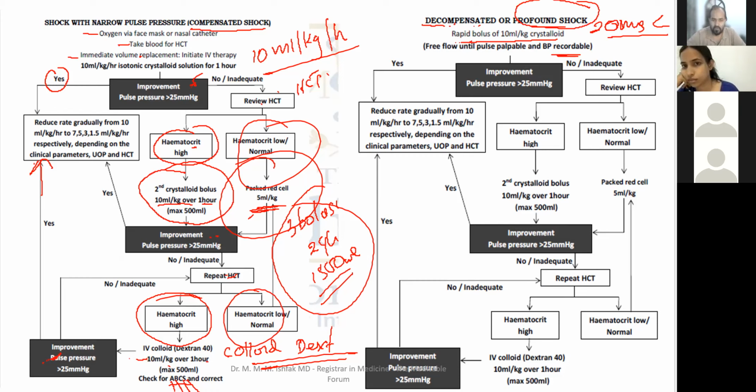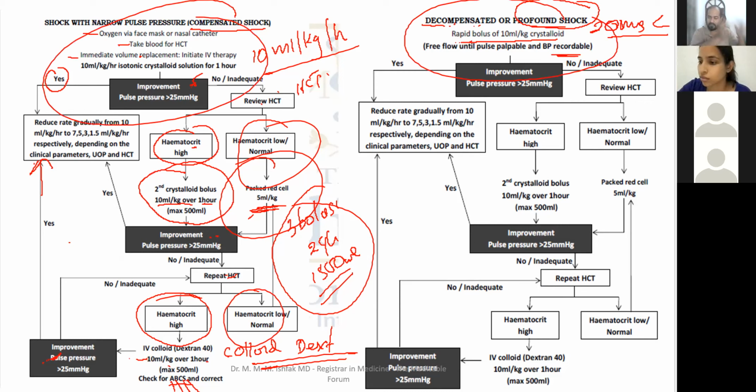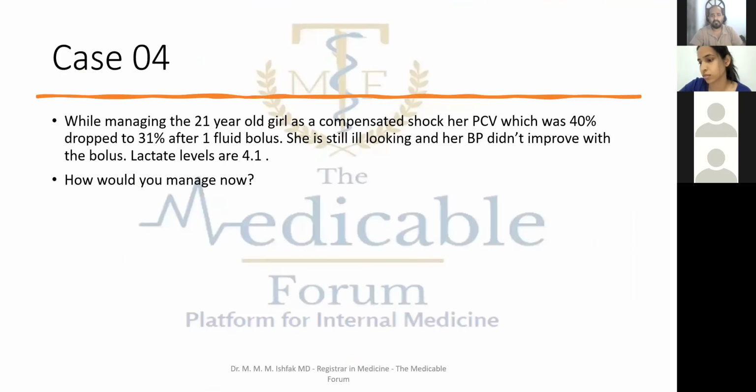And the next, the whole thing is the same as this. The only difference is the first step: compensated shock, decompensated, and profound shock. If it is decompensated, you give it as a rapid bolus, which is less than 20 minutes. If it is profound shock, you give it as free flow. Ideally, you have to take the saline bottle and squeeze it, right? So this is how you manage shock, and this is mentioned in the guideline. If you look at this 2-3 times and practice it, you will not forget it. But I want you to understand the concept. Okay, let's go for the other case.